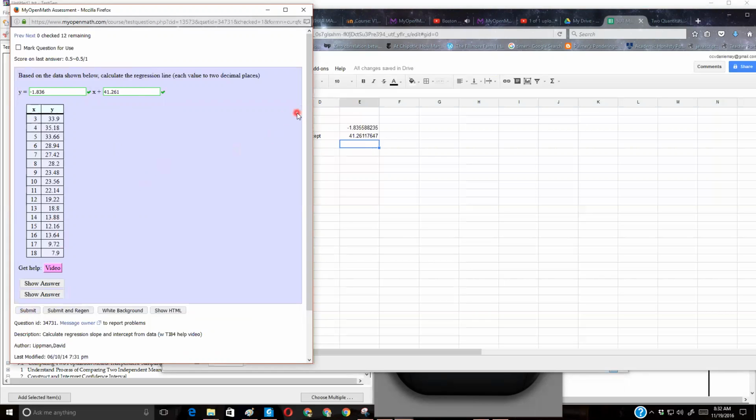So that's how you do it. I hope this helps. Use one way or the other. If you have your calculator, you can certainly use your calculator if you're comfortable with that. Though I must admit, copying and pasting is a lot easier than typing it into your calculator.